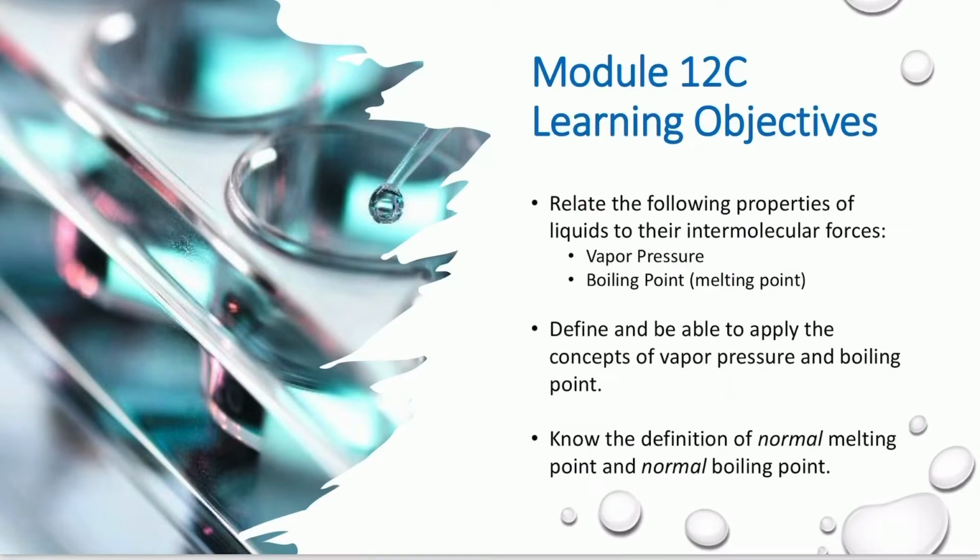Module 12C, we're going to start examining some other properties that are related to intermolecular forces, specifically the vapor pressure and boiling points of substances. You should also be able to apply and define concepts of vapor pressure and boiling point, and know the definition of boiling point, specifically normal boiling point and normal melting point. What does this word normal mean, and why do we specify it?